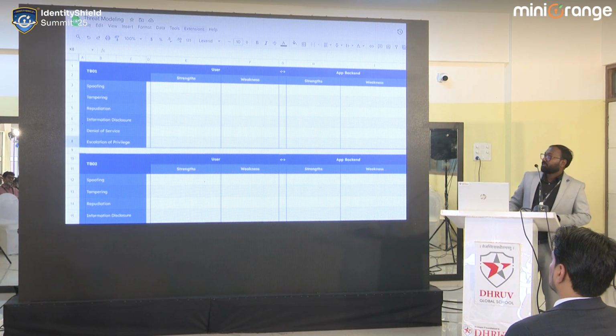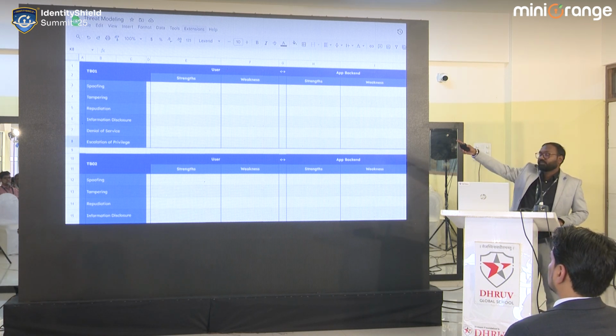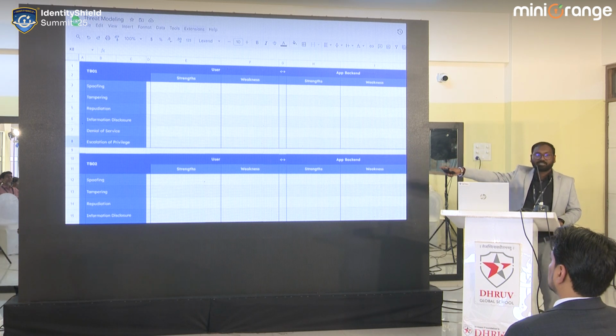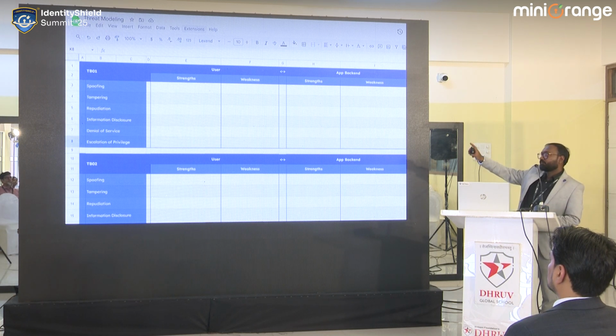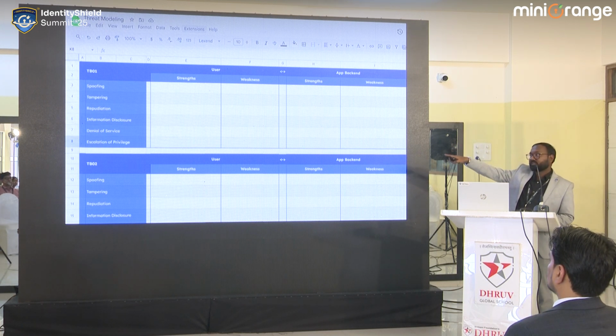Okay. I hope it's visible, right? So I've labeled the TB01 there, trust boundary 1, trust boundary 2. Whatever trust boundaries I had identified in my DFD model, I am going to map them with the STRIDE points. So there is spoofing, tampering, repudiation, information disclosure, denial of service, and elevation of privileges. All of the points are labeled here.